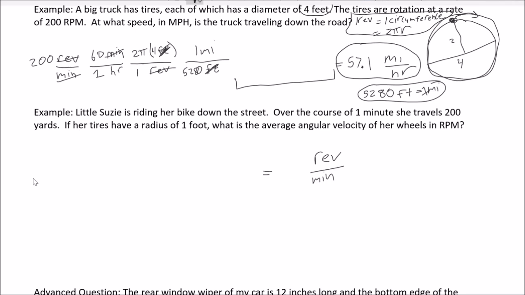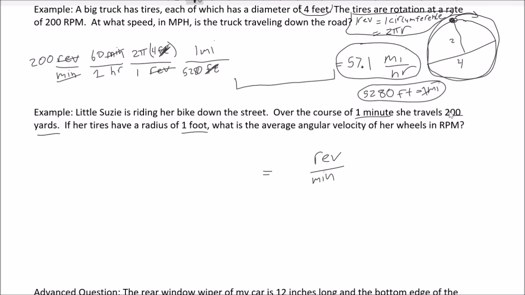The question is, where do we start? So what were we given? We were given 1 minute, 200 yards, and 1 foot. Each of those is a one-dimensional unit. There's not two things, like revolutions and minutes, that's a rate. None of these are rates. They're just measurements. So we have to ask ourselves, is there a way we could put them together?